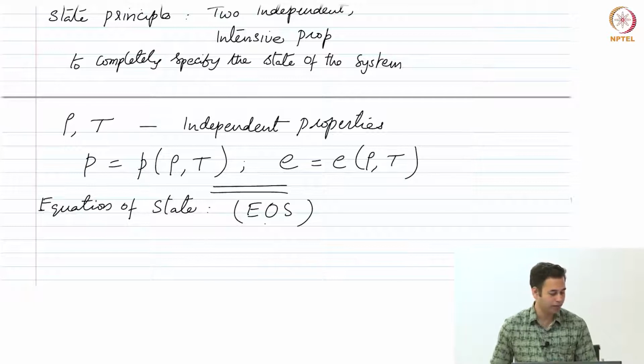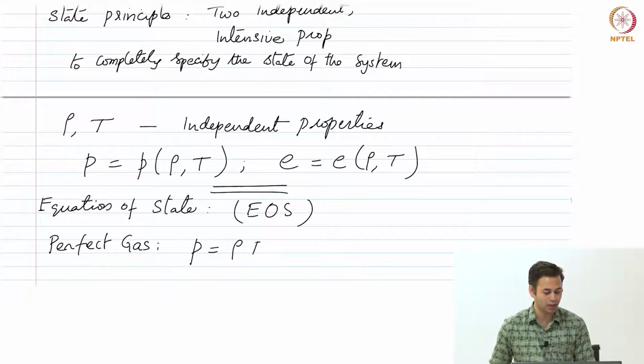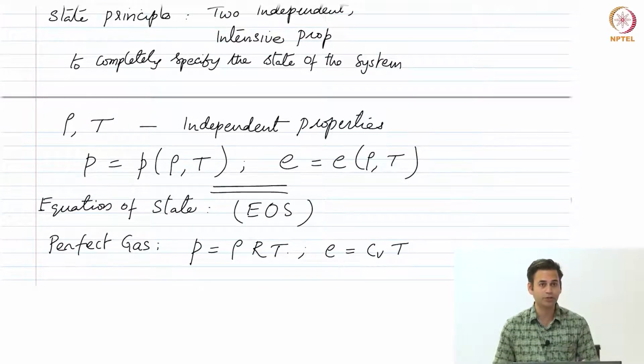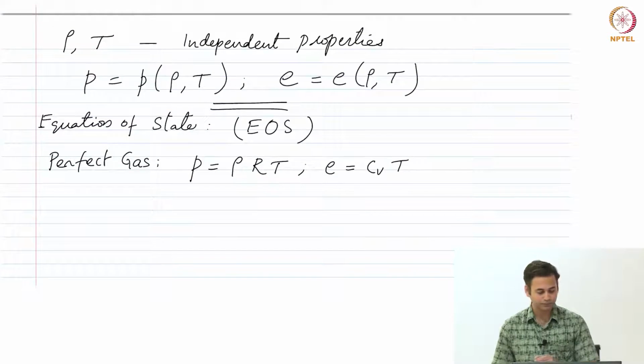Now, if you have a perfect gas, then we know that the pressure is related to the density and temperature using what? Ideal gas equation, that is P equals rho RT, and the internal energy for a perfect gas is given as C_V times temperature, right, the absolute temperature. So, we have these two equations which we use to relate density and temperature to pressure and the internal energy, okay. All right, so that is good.